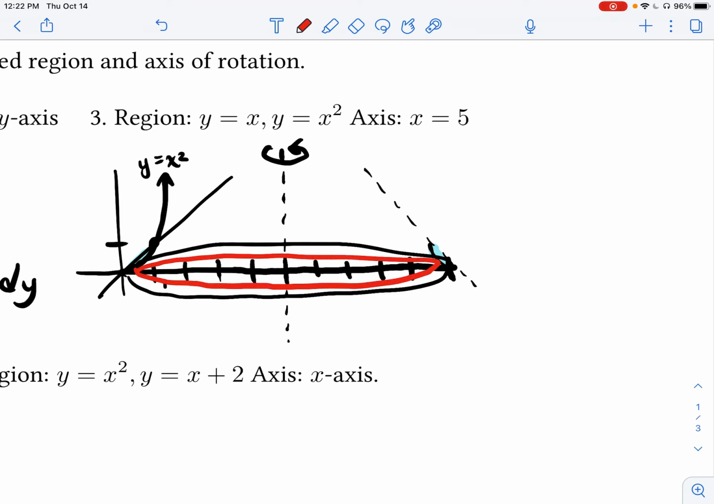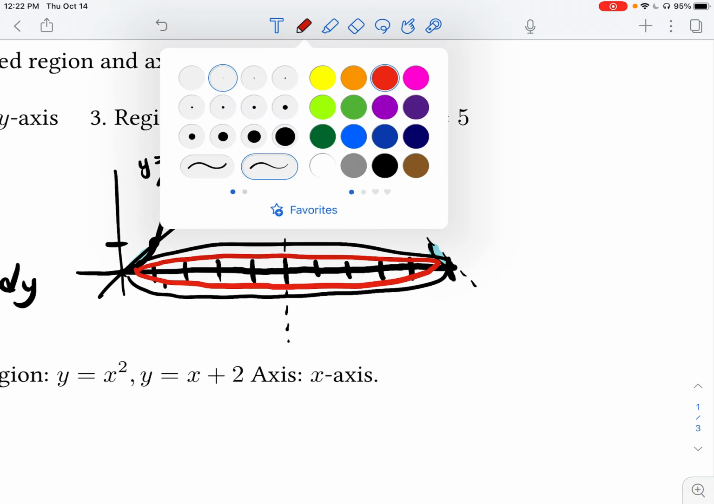Kind of this hollowed out region here. So that's what our disk is going to look like. Instead, that just looks like a mouth. Congratulations. Now you can't unsee it.